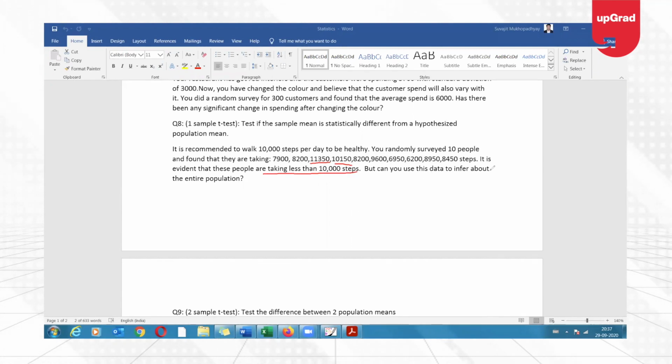But can you use the samples which you have taken for 10 people to infer about the entire population and say that the entire population is taking less than 10,000 steps? That is the problem. So here, first things first, this is a one sample t-test, because what we want to test is if the sample mean, which means sample mean is coming from here.